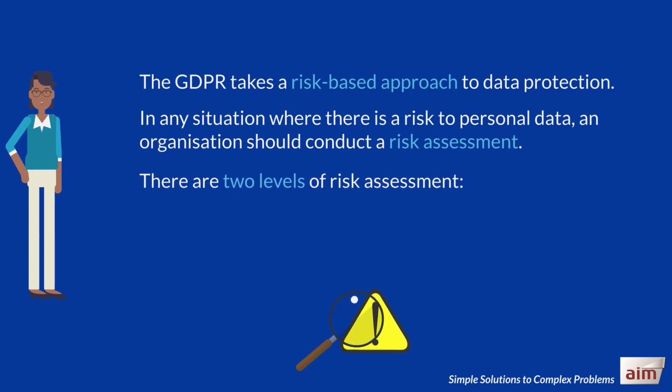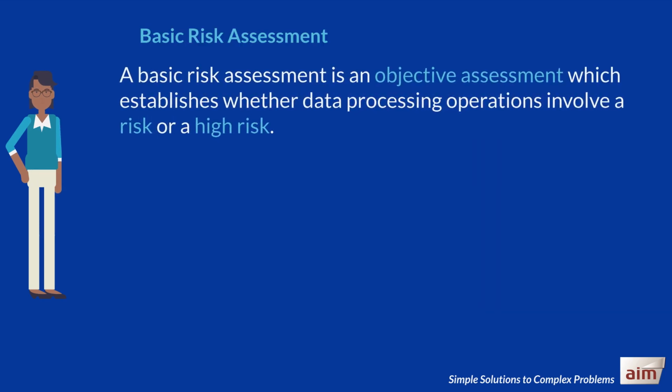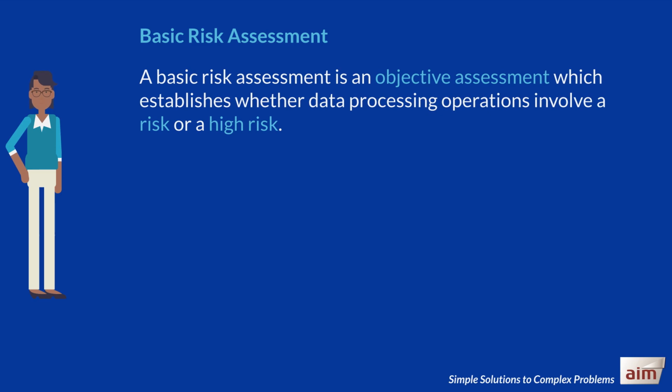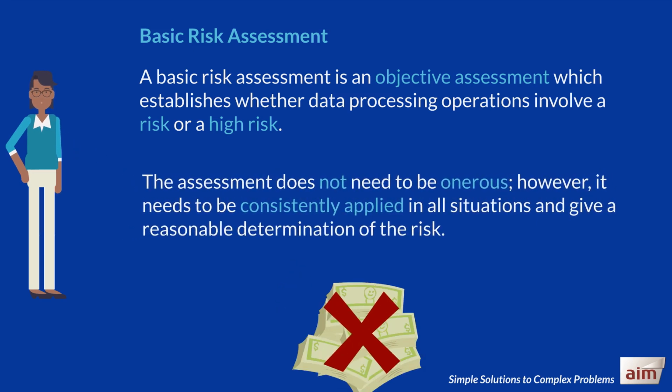There are two levels of risk assessment: a basic assessment of the risk to personal data, and a data protection impact assessment, which is much more rigorous. A basic risk assessment is an objective assessment, which establishes whether data processing operations involve a risk, or a high risk. The assessment does not need to be onerous. However, it needs to be consistently applied in all situations, and give a reasonable determination of the risk.